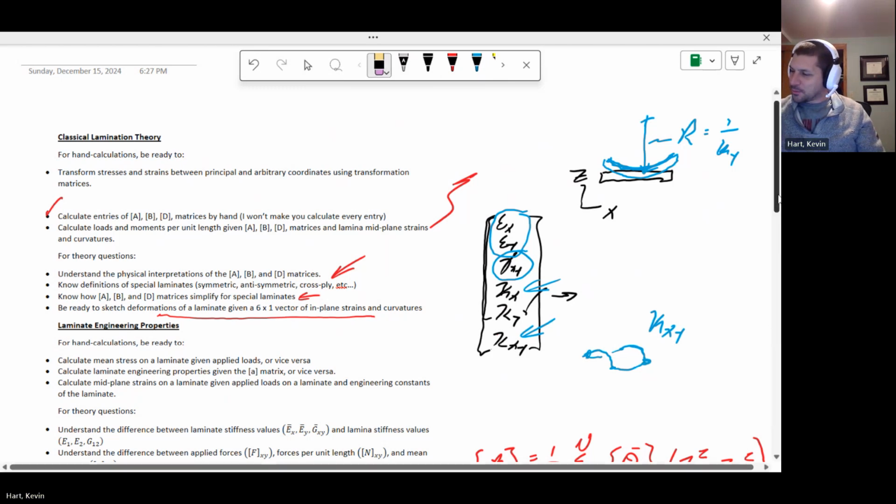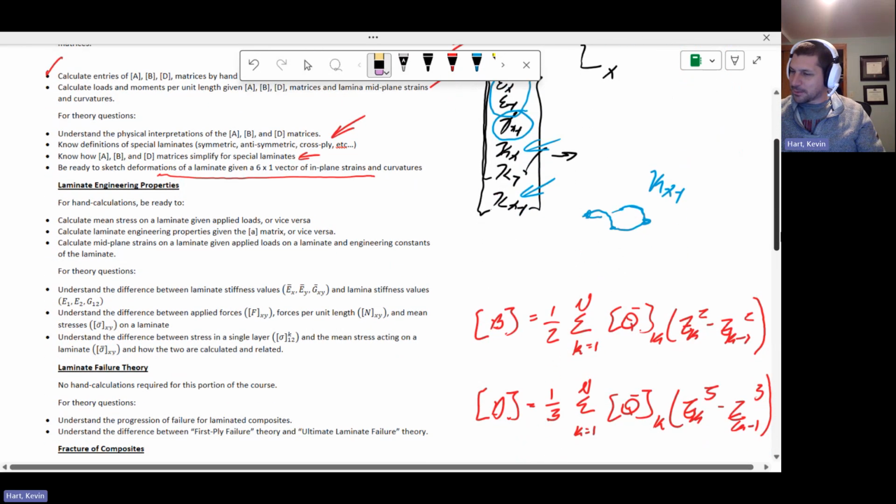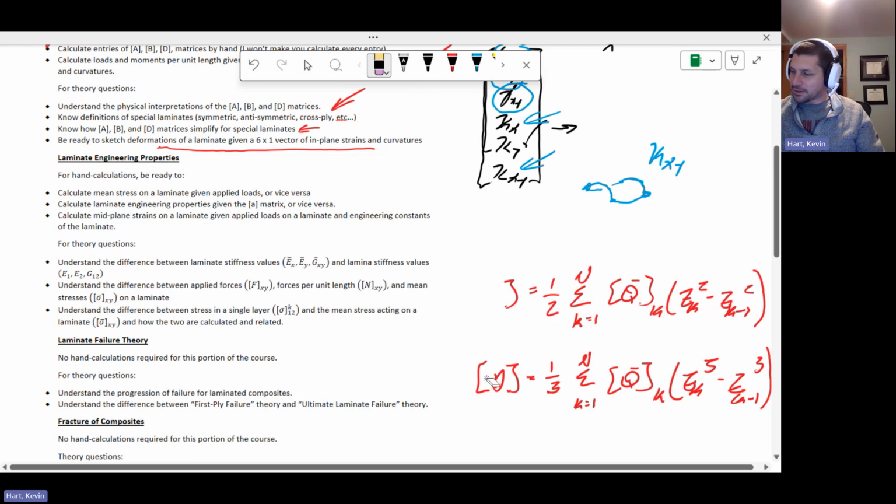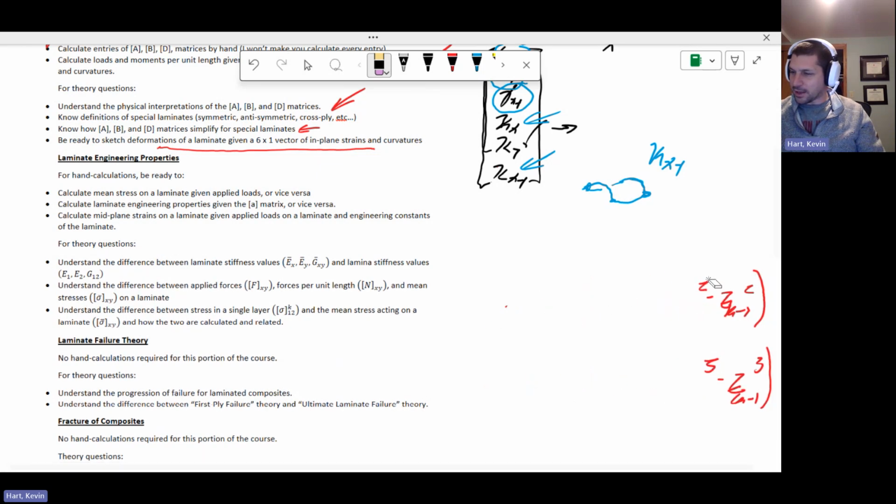Okay, moving on. That's classical lamination theory. Now we want to move on to limited engineering properties. Let's take a look at limited engineering properties. First, for hand calculations, you should be able to calculate the mean stress on a laminate given applied loads or vice versa. All right, mean stress.